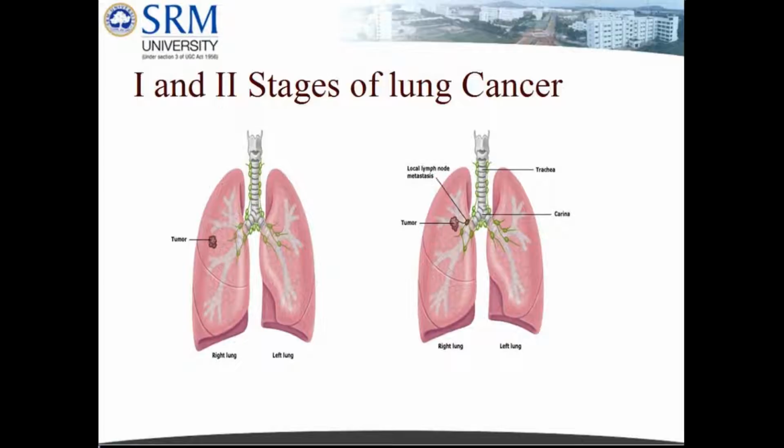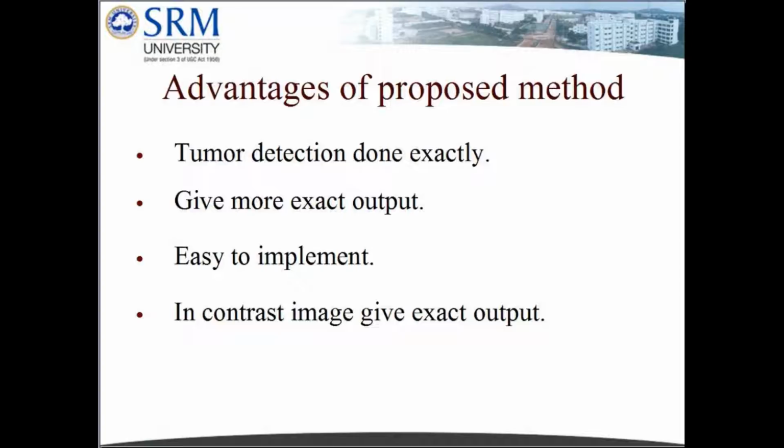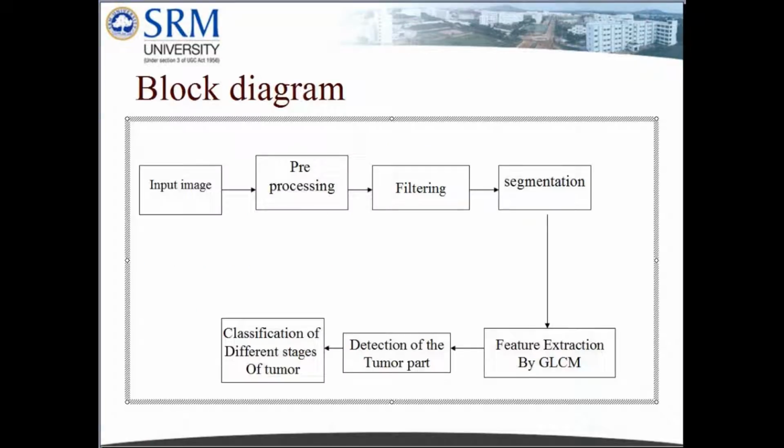These two images are the first and second stages of lung cancer, and these two images are the third and fourth stages of lung cancer. And the next are the advantages of the proposed method. The advantages of my proposed method are that tumor detection can be done exactly, it gives more exact output, it is easy to implement, and in contrast images it gives exact output.